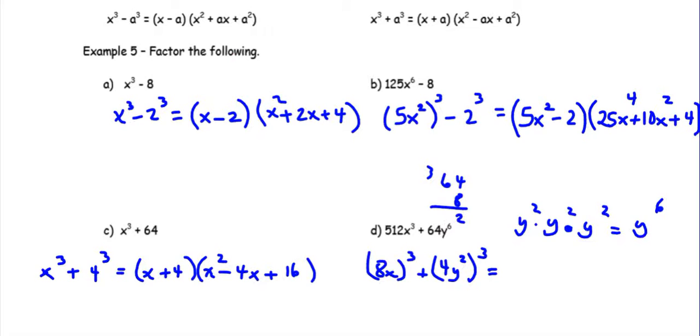Okay, so now what we're going to do is factor using the sum of cubes. So you take the cube root, which is in the brackets, 8x plus 4y squared. That's the first thing you do. Then you square the first, 64x squared. You multiply this times this, and that's going to give you 32xy squared with the opposite sign, so that's minus 32xy squared, and the last number is plus 16y to the 4th.